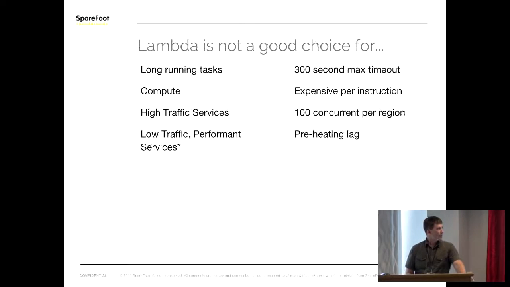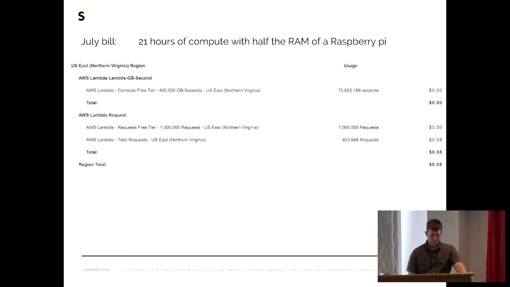The other thing is it's not good for low traffic but performance-sensitive services, due to a preheating penalty. If you haven't used a Lambda for maybe a couple of hours, the first time you spin it back up, it's going to take 2 seconds. Our customer SLA is we want the entire page delivered to the customer in 2 seconds, so that wouldn't leave us any processing time. So we generally don't use it where time is critical.